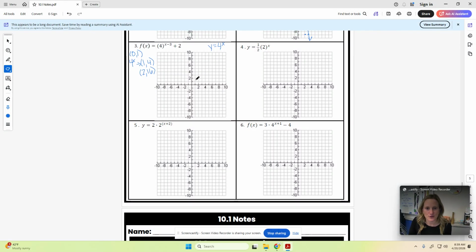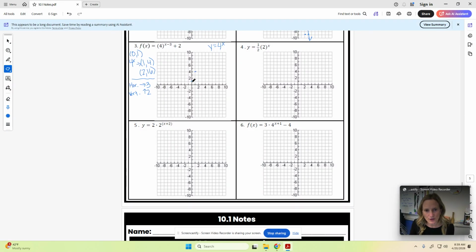Excuse me. So we have a point at (0, 1) and at (1, 4). So we have this exponential growth. The transformations are a horizontal shift. I'm going to abbreviate. So it's going horizontally in the positive direction, 3, because of this subtraction in the exponent. And we have a vertical shift going up 2.